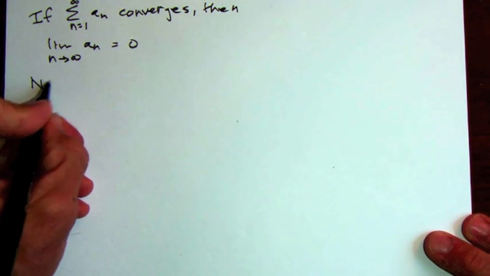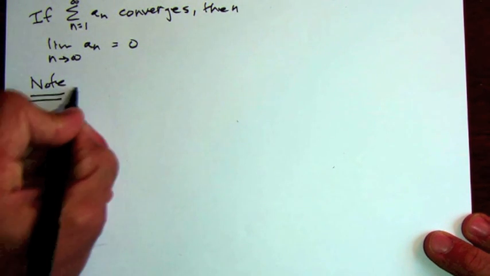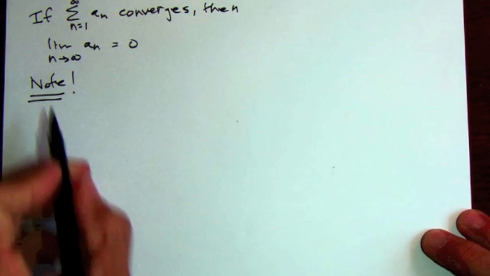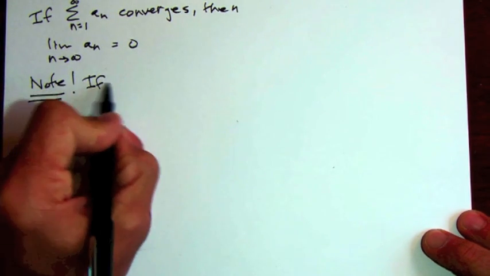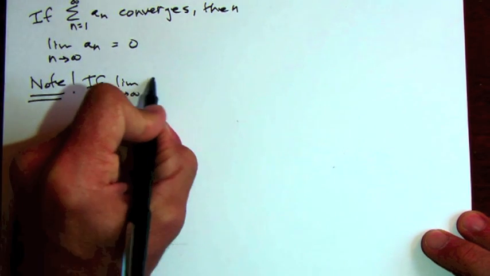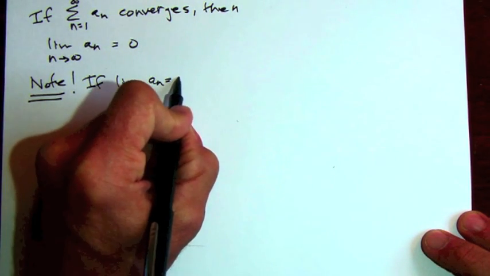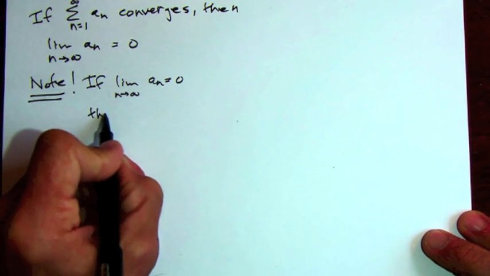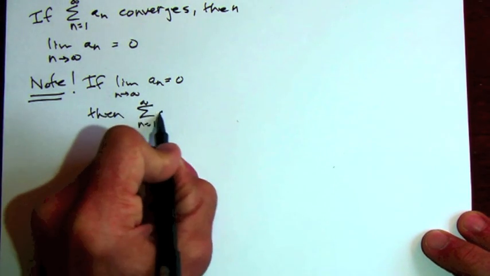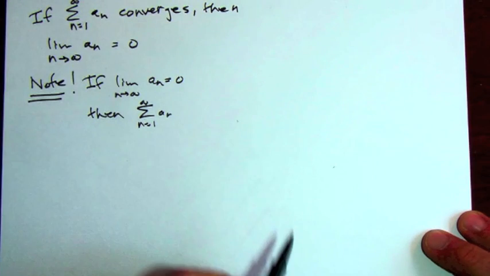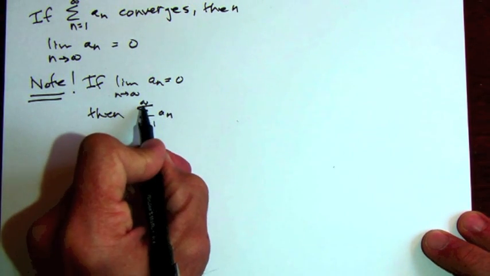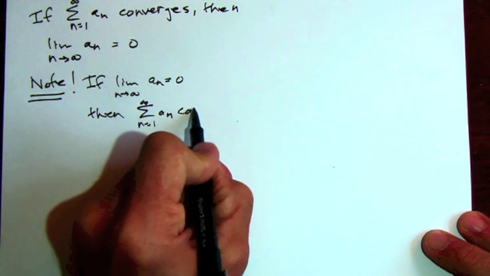Now, this is really important. Make a big exclamation point, not a factorial. The converse is not true. If the limit as n goes to infinity of a sub n equals 0, this is the temptation. This is what you're going to want to do. You're going to want to say, well, I just look at the sequence, and if the sequence goes to 0, then I know that the infinite series converges.